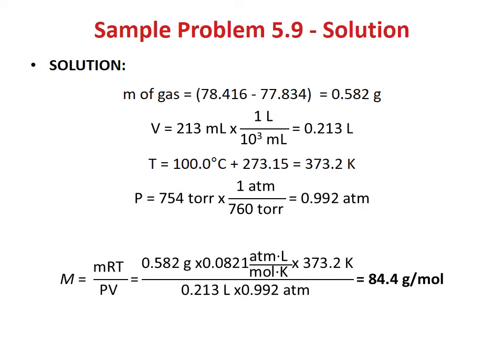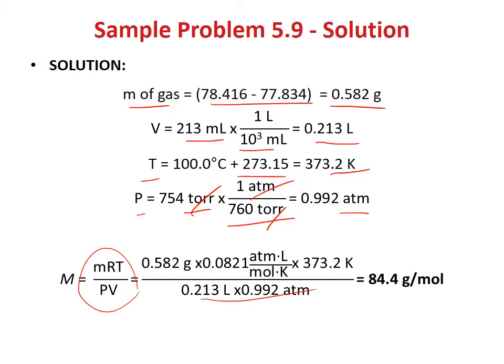So first calculate the mass of the gas, which is the difference of the flask before and after vaporization. So that's the gas weight. And then the volume, milliliter, divided by 1000 gives you liter. Temperature plus 273.15 gives you Kelvin. Pressure, torr, divided by 760 torr gives you atmosphere. Okay, and then plug all this data into this equation, and you should get 84.4 grams per mole.